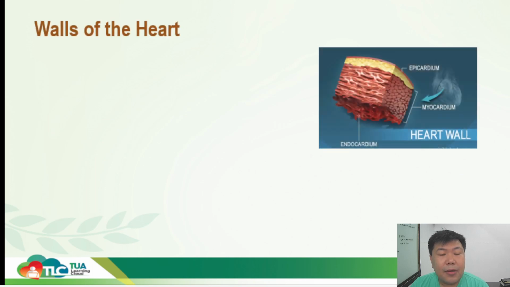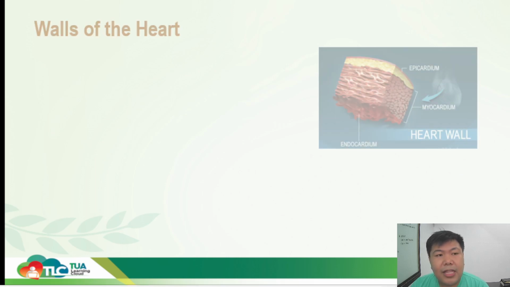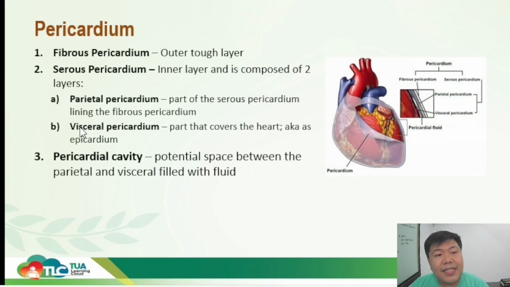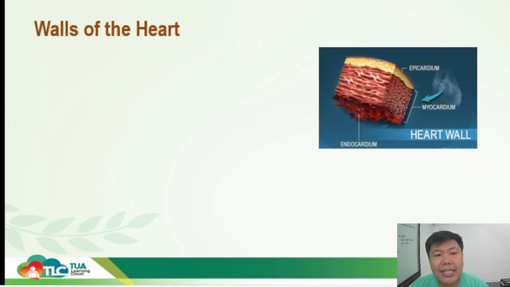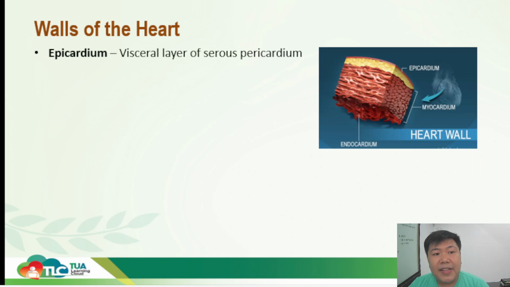Next, we are going to be talking about the walls of the heart. If you did not notice, the visceral pericardium is the outermost layer of the heart, no? It's also called epicardium. So when we go to the walls of the heart, actually that is the first one that we'll see, the epicardium. It is composed of the visceral layer of the serous pericardium. In this image, it is this thin outer layer here. All right.